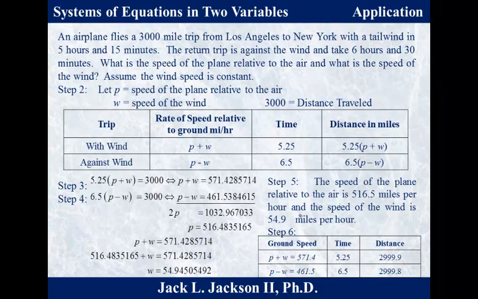And P minus W is 461.5 miles per hour times 6.5 hours, which is, again, about 3,000 miles. The round off is there because I rounded off my answers a little bit. Okay, so that does check out, and there we have the correct answer.